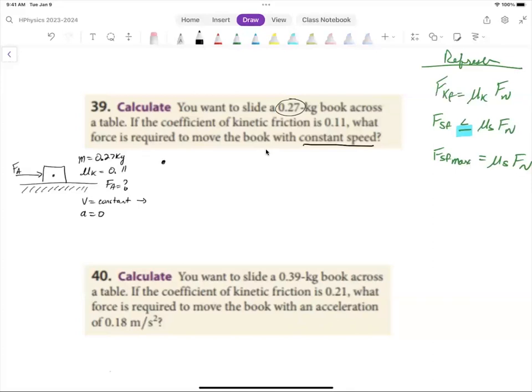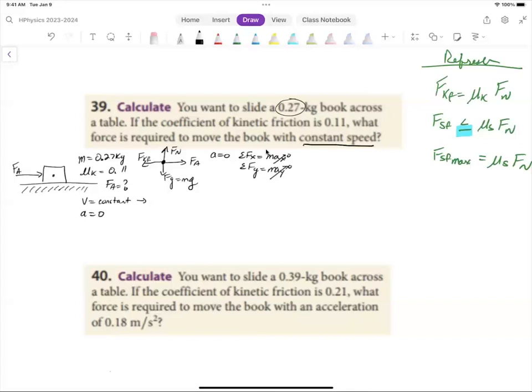Next thing I do is I draw a free body diagram. Force normal, force of gravity, which equals mg, and I have force applied, and force of kinetic friction to the left, because it opposes motion. If acceleration is 0, then all the forces have to add up to 0. The forces in the x direction must equal 0, and the forces in the y direction must equal 0 because it's not accelerating in the y. So that's a pretty important statement, constant speed.